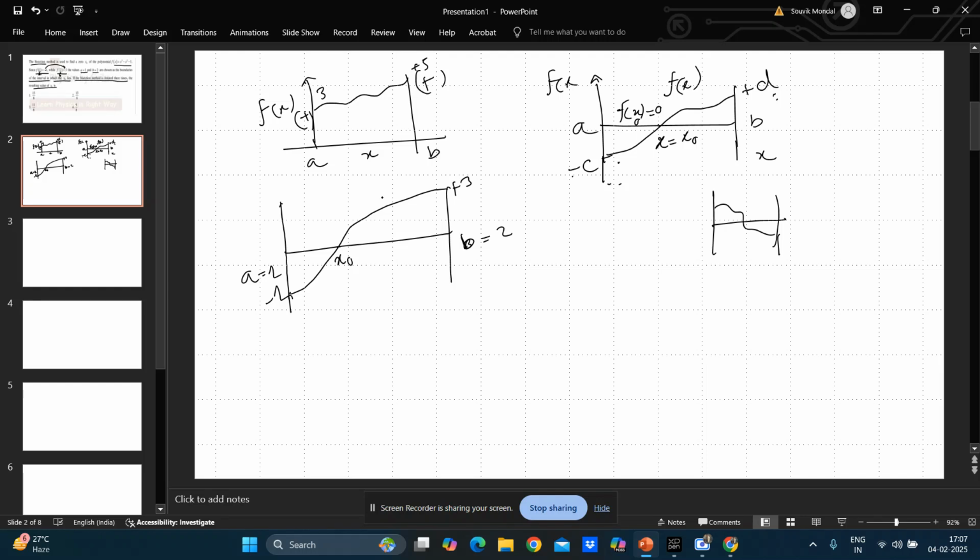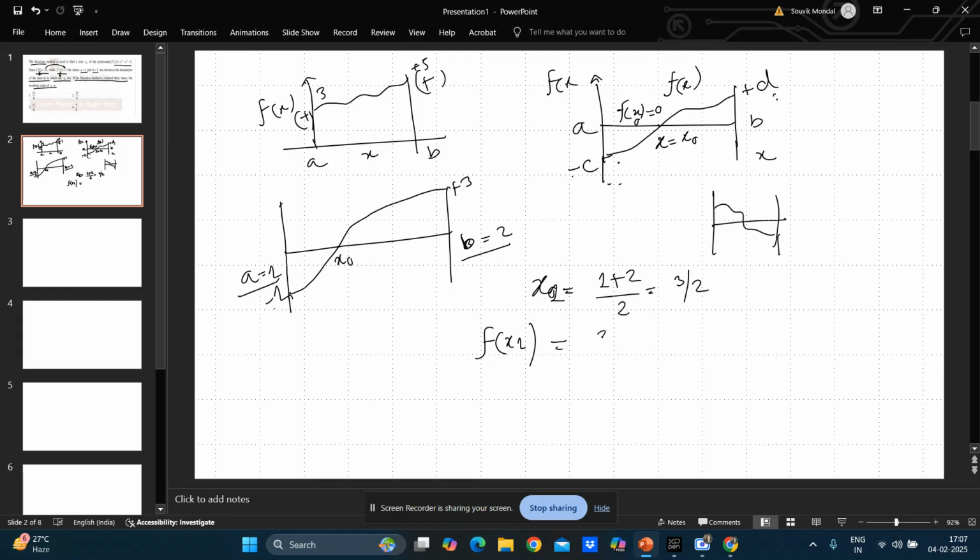Okay, so now the logic of the bisection method is that you have a suitable interval where the sign is changing, where the root lies. So take the average of a and b. The first iteration: x1 is (1 plus 2) by 2, which is equal to 3 by 2. Now calculate what is f(x1). Okay, now calculate what is f(x1).